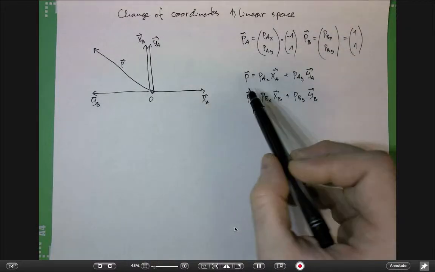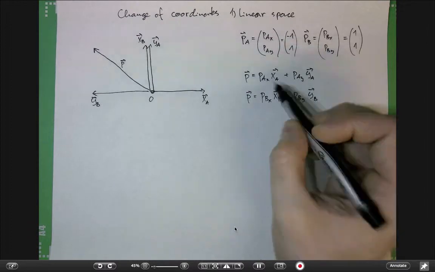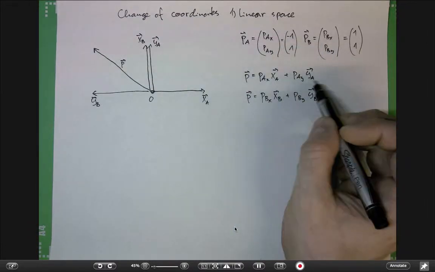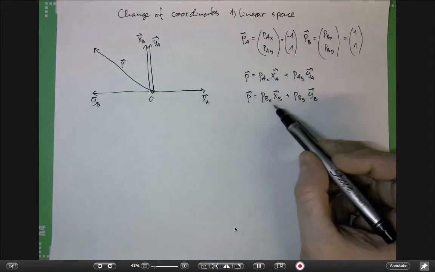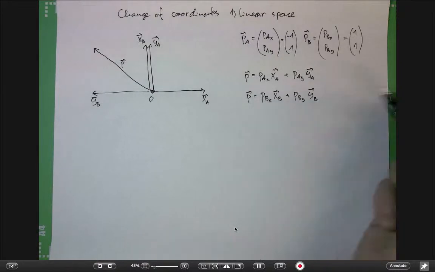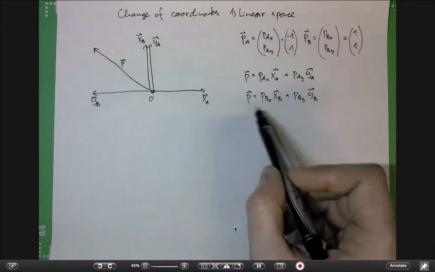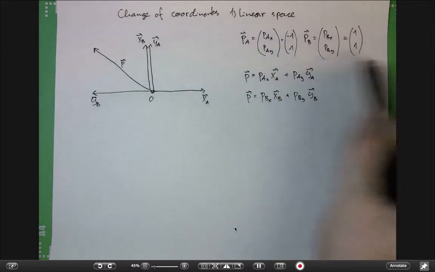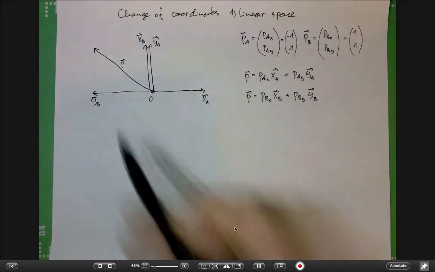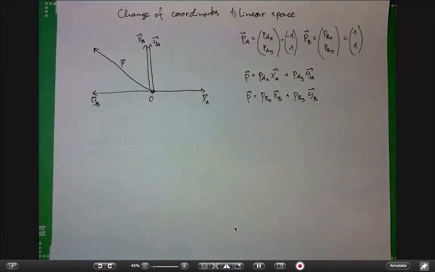So I can either express the vector p using the basis x vectors, xa and ya, or using the basis b vectors, xb and yb. Because those are different bases, in both cases I will have different coordinates, as you see here. Those coordinates are not the same, even though the resulting vector is the same. That's because the bases are different. That's really my frame of reference, right?